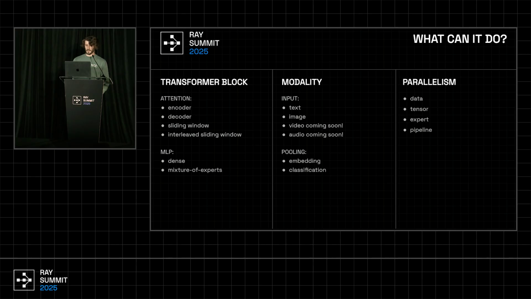So what does it support in vLLM? On this slide, you see all of the model-specific features which have been added in the Transformers backend. For attention, it supports encoder attention, decoder attention, sliding window, interleaved sliding window. We support dense and mixture of experts MLPs. We support text and image; video and audio are being worked on and coming soon. For pooling, we support embedding and classification, and also vLLM's pooling adapters. And for parallelism, we support data, tensor, expert, and pipeline in any combination that your particular architecture might be usable in.